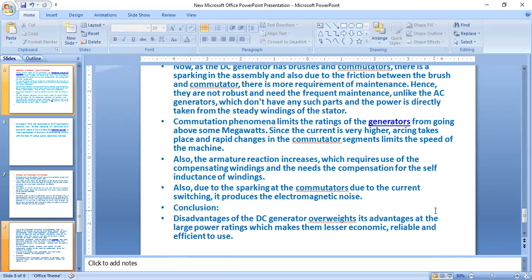electromagnetic noise. The conclusion: the disadvantages of the DC generators outweigh their advantages at the large power ratings, which makes them less economic, reliable, and efficient to use. Okay, thank you.